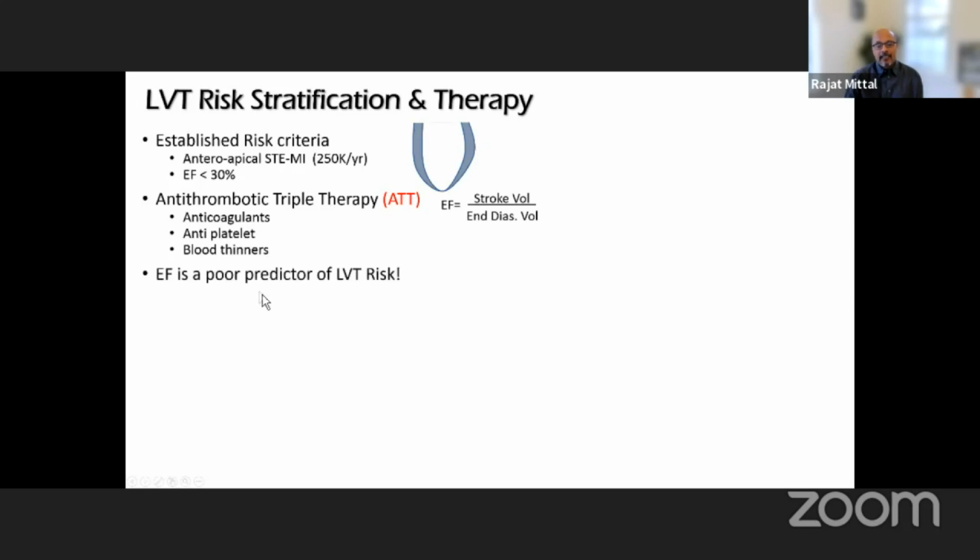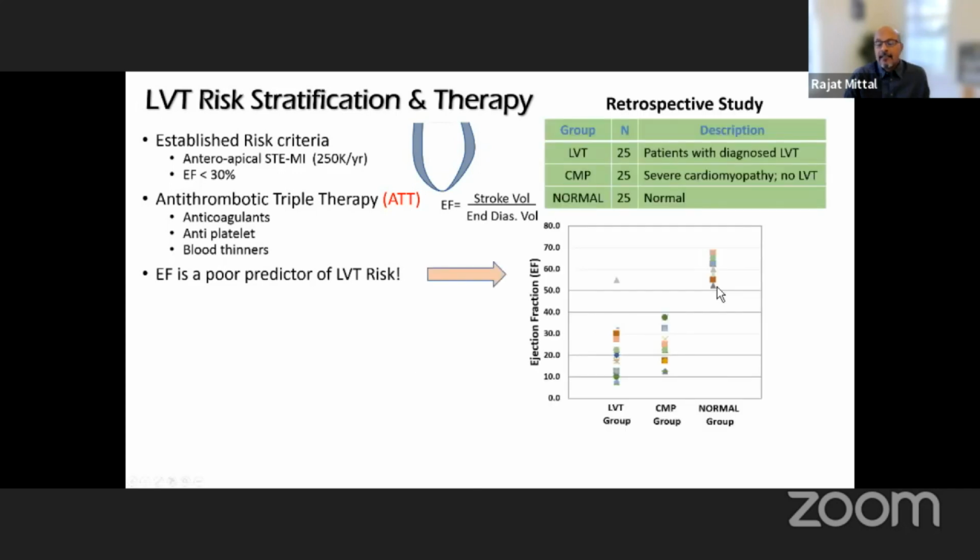However, it is well known that ejection fraction is a poor predictor of LVT risk. So here, we took 75 patients from Johns Hopkins Hospital, 25 patients in each of 3 cohorts. First, 25 patients who had normal ejection fraction. This is the normal group, and their ejection fraction is on average about 60%.